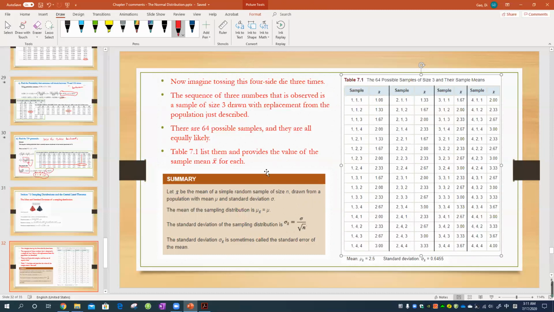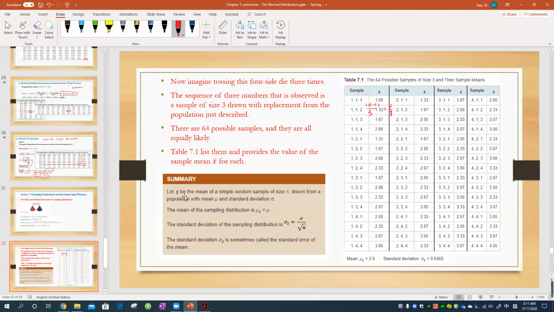And this table lists them and provides the value of the sample mean x bar for each. So for getting 1 and 1 and 1, the sample mean x bar is 1. For 1, 1, 2, we use 1 plus 1 plus 2 divided by 3 equals 4 over 3, which is 1.33. So on and so forth, we calculate for each sample what is the sample mean. And then let's look at the sampling distribution.